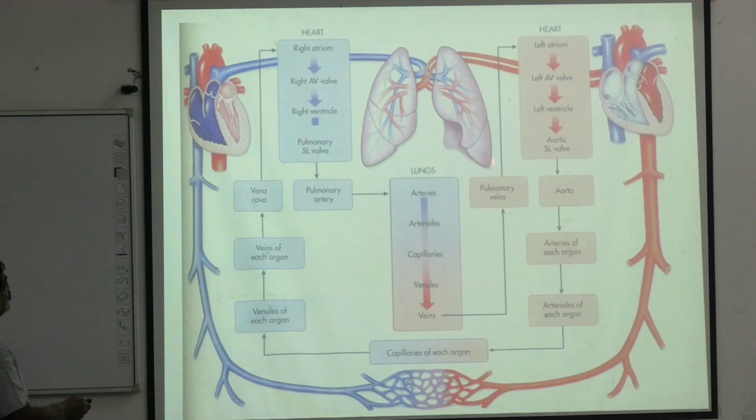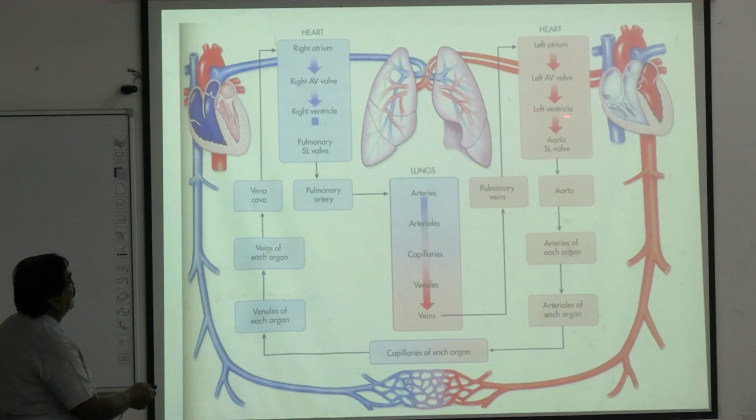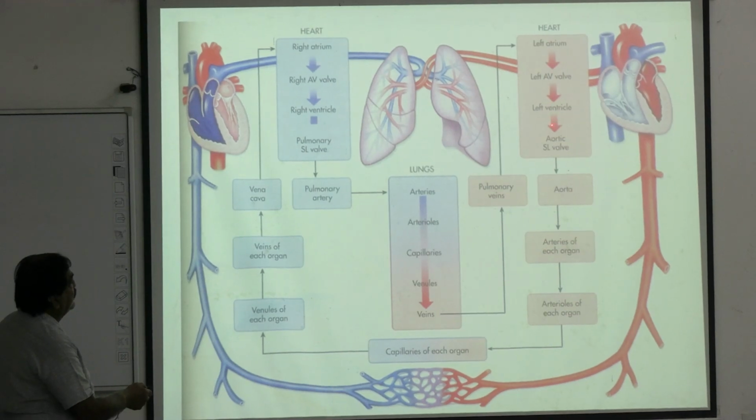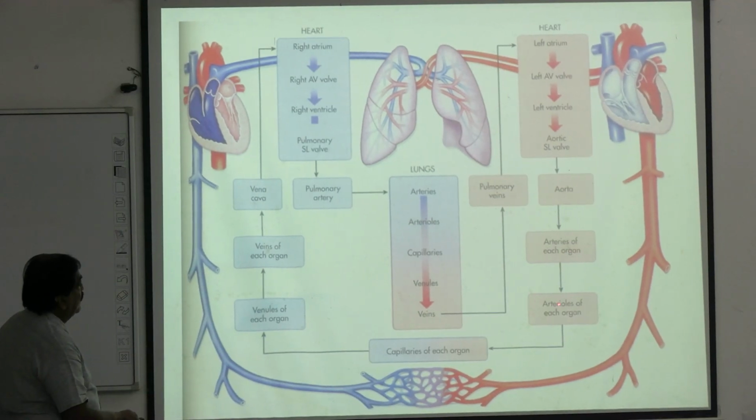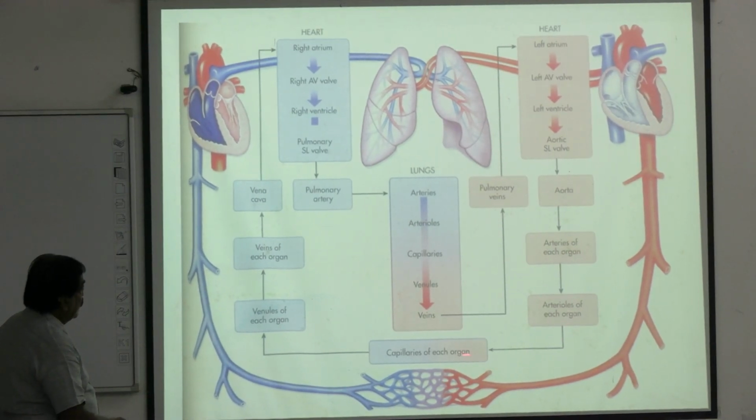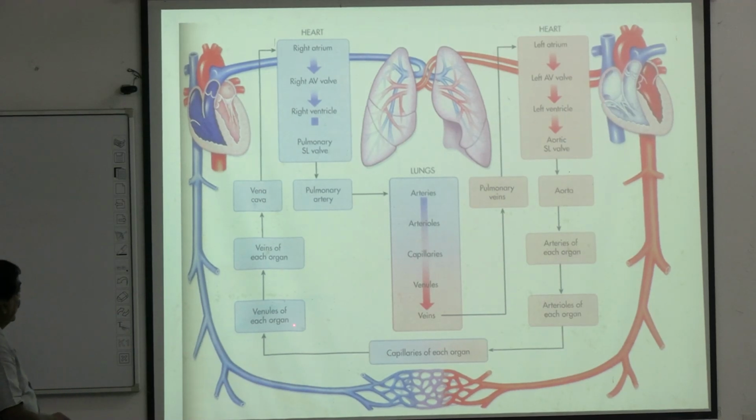Now from there it goes to the pulmonary vein and to the left atrium, left atrioventricular valve, left ventricle, and the aortic node and aorta, arteries, arterioles of each organ, capillaries of each organ, venules, veins of each organ, vena cava. This is the cycle, and every organ is to be supplied by an artery and drained by a vein.